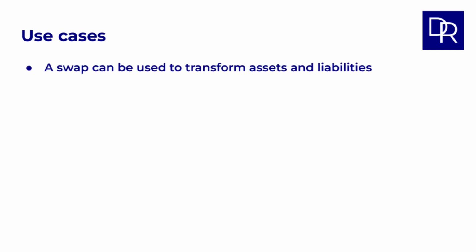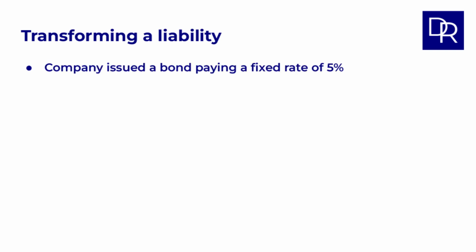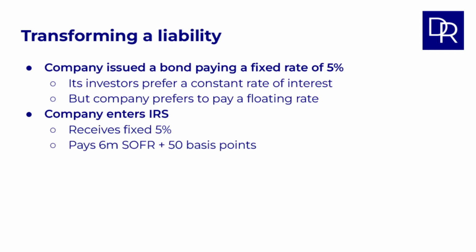Now let's look at two use cases of fixed floating interest rate swaps. These illustrate how a swap can be used to transform both assets and liabilities without touching the underlying investment or loan. We'll first look at an example of a swap that transforms a liability. Let's say a company has issued a 10-year bond paying a fixed rate of interest of 5%. It has issued the fixed rate bond because its investors prefer a constant rate of interest, but the company actually prefers to pay a floating rate. So the company has entered an IRS, where it receives 5% and pays 6 months SOFR plus 50 basis points.